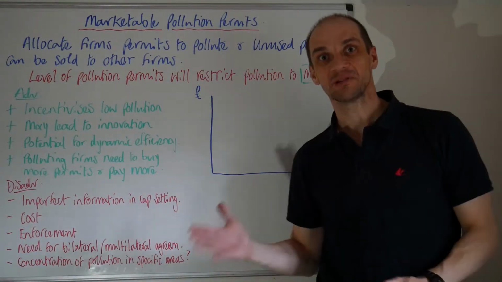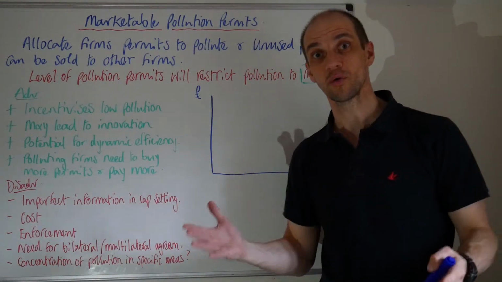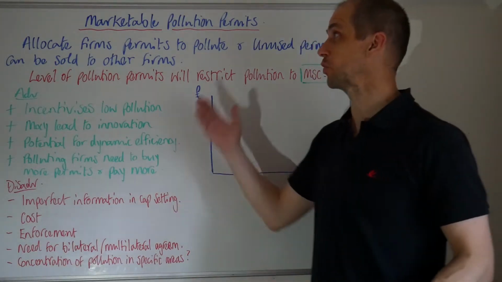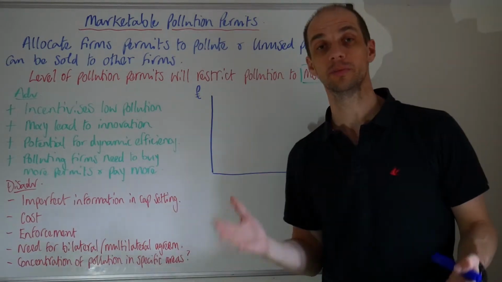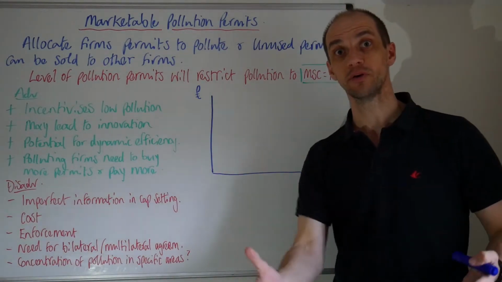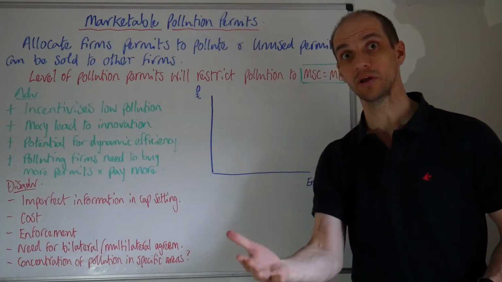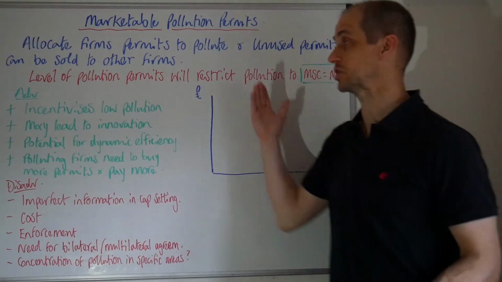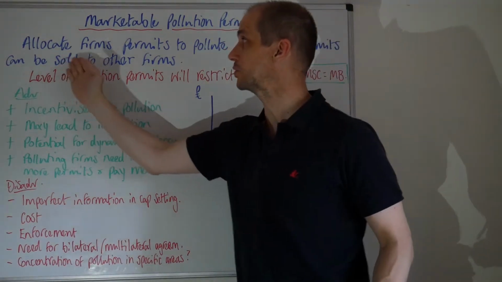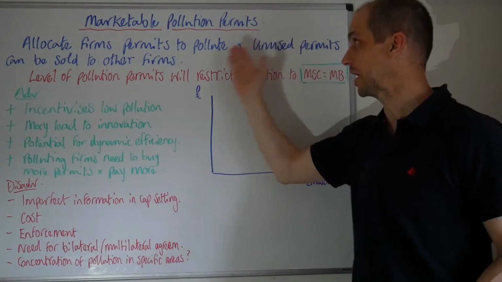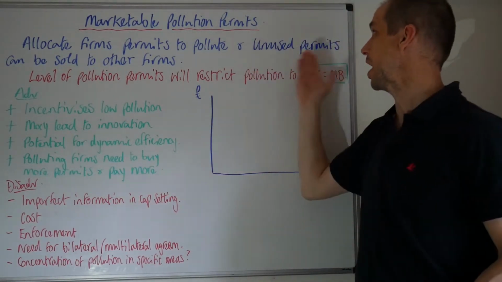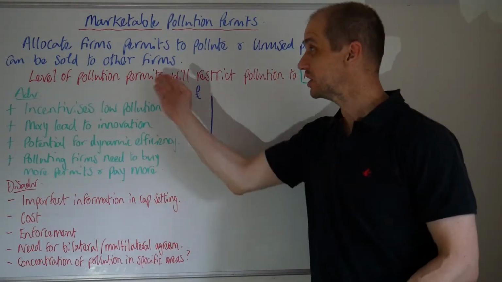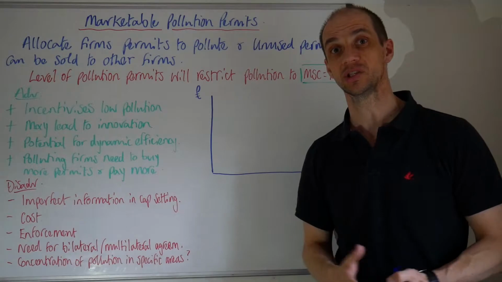Hi guys, so let's now take a look at another means by which authorities can reduce negative production externalities, and this is through a marketable pollution permit scheme. This provides firms with the legal right to pollute as long as they possess the necessary permits to do so. So here you're going to allocate firms permits which enable them to legally pollute, and any unused permits can be resold by those firms to other firms on an open market system.